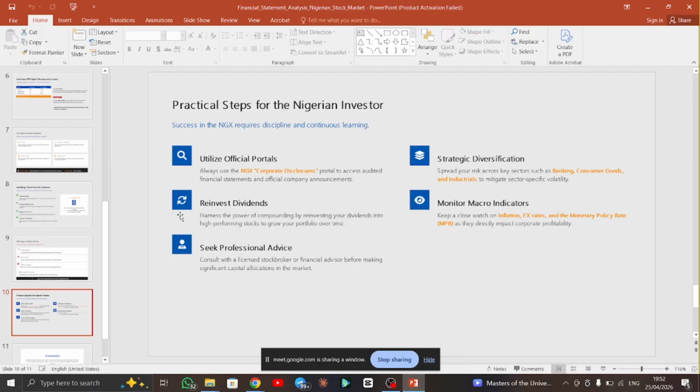When you go to the NGX portal, you see that there is a lot of information there that will help you. Even the financial statement too, you can also get it from there, depending on the company. Then most times it's advisable to reinvest your dividend, right? Depending on your goal. I was telling my mentees that if you're an investor, you need to have a goal, you need to have something that you're targeting towards, right?